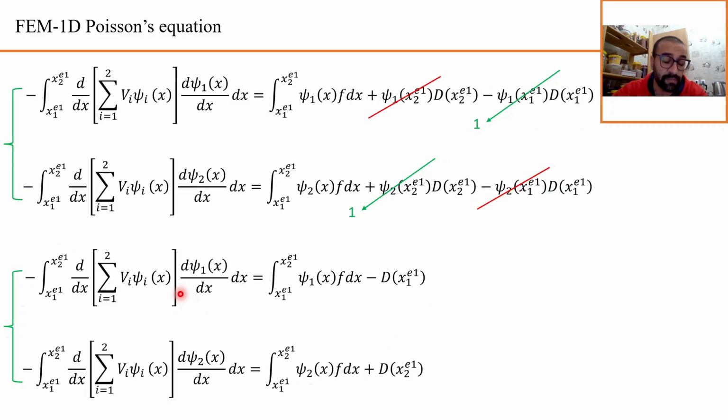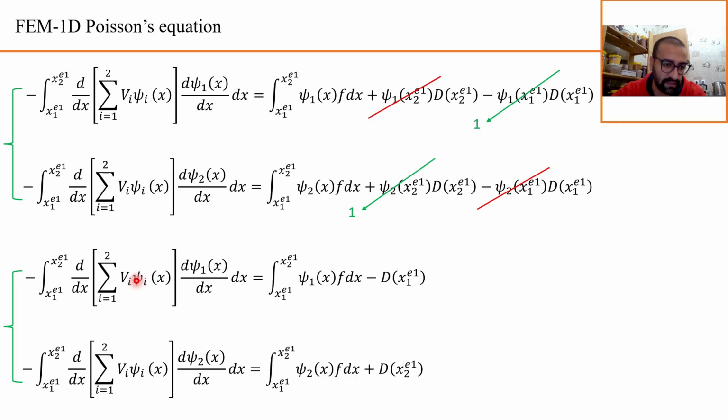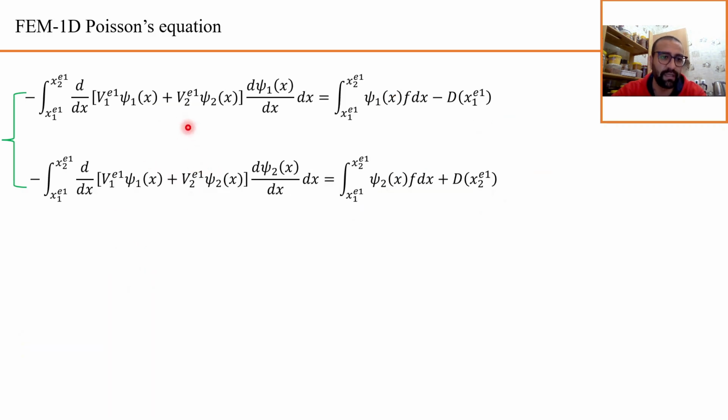Let's move further. Here I expanded this sigma function, and we have v1 times dpsi1/dx plus v2 times dpsi2/dx. Let's make it a bit simpler. We know that v1 and v2 should be constant. These are some coefficients, and these coefficients are constant.